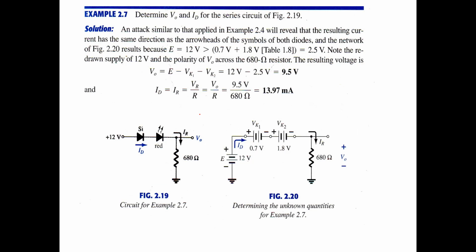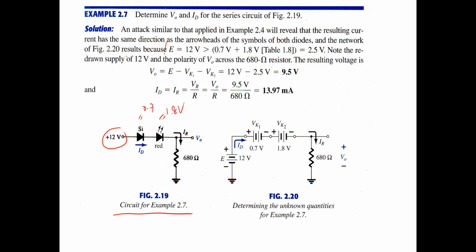And then this is some typical forward voltage for the LED we will use in the circuits. For example 2.7, determine the VO and ID for the series circuit. So this is the circuit of 2.7. We have two diodes here, the silicon and the red LED. The first thing, we have to check whether the input voltage is larger than the key voltage of the silicon and the red LED. The silicon is 0.7, and red is 1.8 volts.